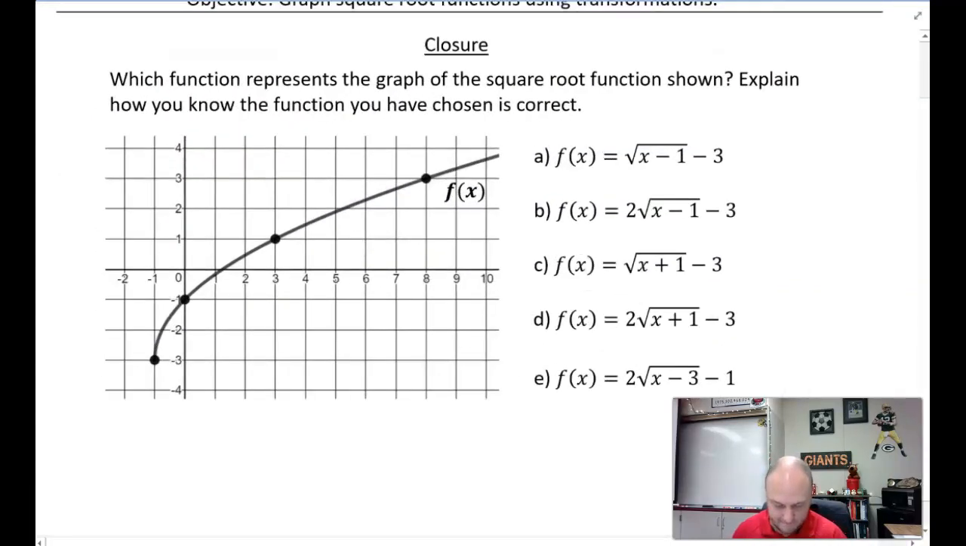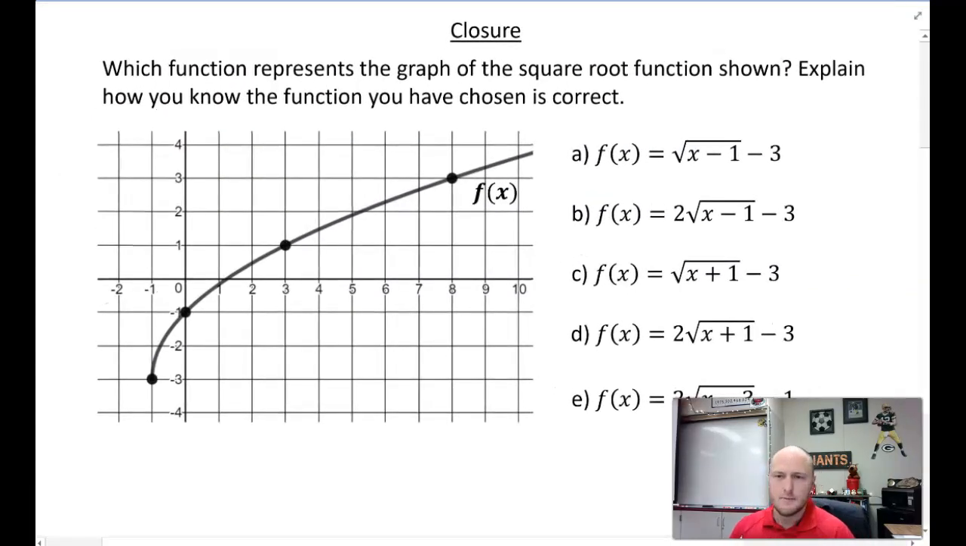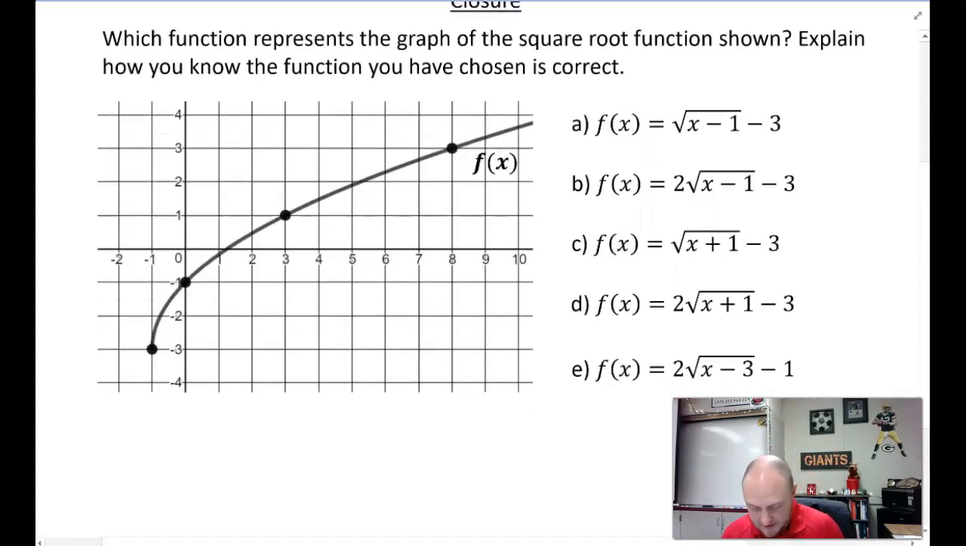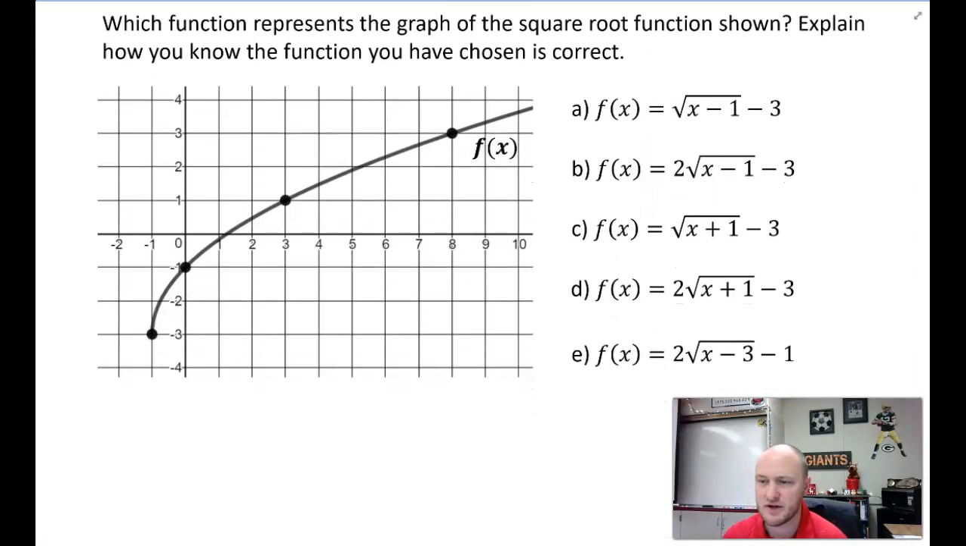Closure. Which function represents the graph of the square root function shown? Explain how you know you have chosen the correct answer. So go ahead, please look at this function and identify the correct function. Is it A, B, C, D, or E? Pause the video, give it a go, and I'll show you the answer here in a second.